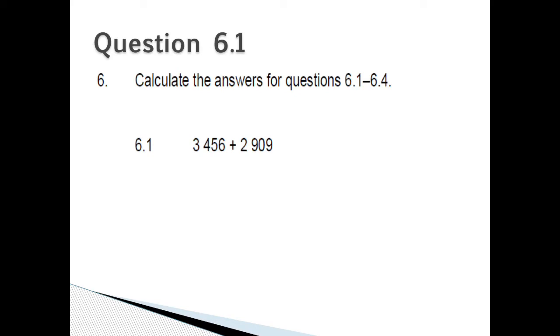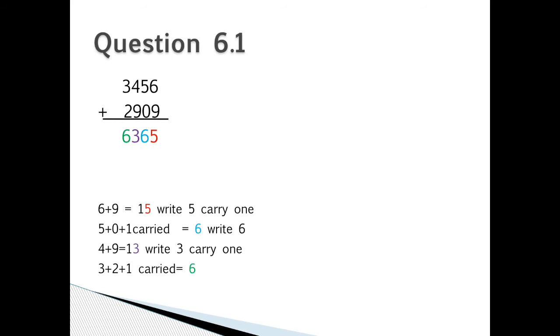3,456 plus 2,909 is equal to 6 plus 9 is equal to 15. Write down the 5, carry the 1. 5 plus 0 plus the 1 that you carried is equal to 6. Write down your 6. 4 plus 9 is equal to 13. Write down the 3, carry the 1. 3 plus 2 plus the 1 you carried is equal to 6. So the answer is 6,365.